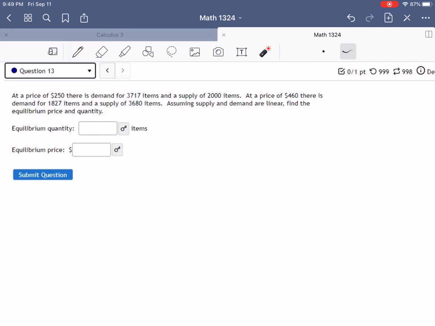In this episode, we will discuss finding the equilibrium for a supply and demand scenario. This particular scenario assumes that supply and demand are linear, and here we go.